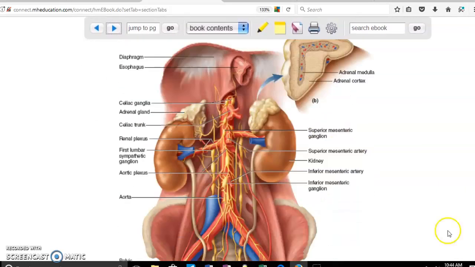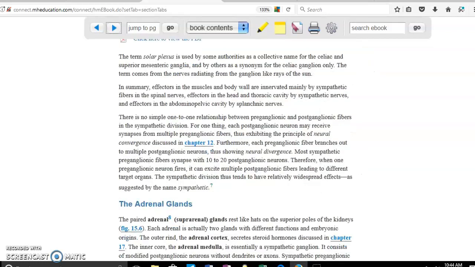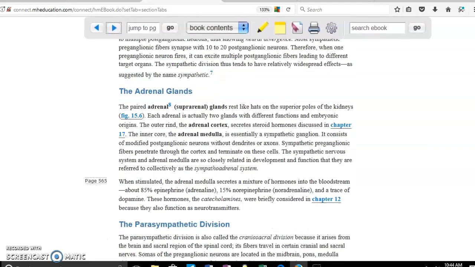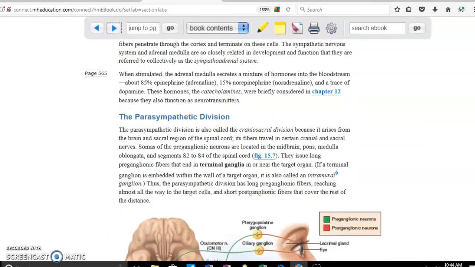Right here you have the set of nerves that is part of the solar plexus. Within the autonomic nervous system, in the abdomen, right here, you're going to have a set of nerves that radiate from the middle, and they also wrap around the aorta. This is going to be the solar plexus. So if you scroll down, adrenal glands, it has to do with the solar plexus, that's why it's there.